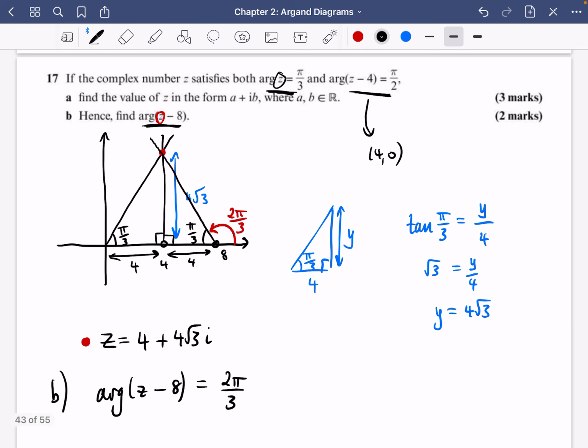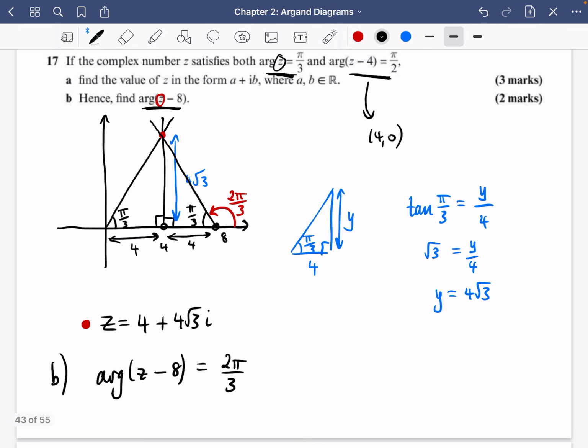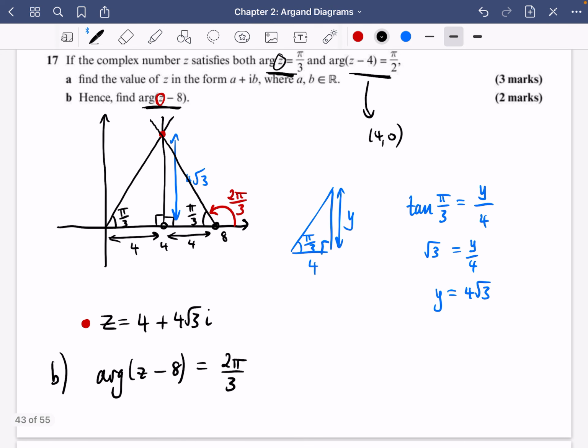So I've just got one more skill that I'm going to show you for exercise 2E, what a huge exercise it has been, and then we will move on to the last part of chapter 2.